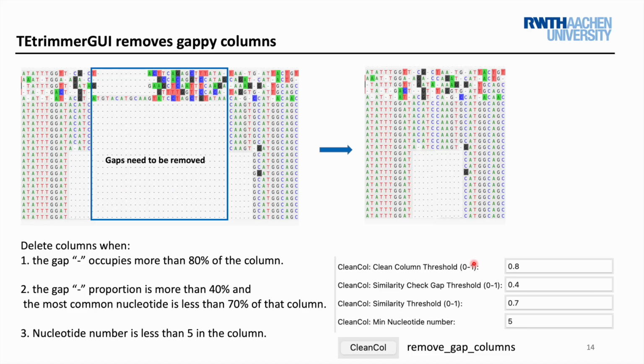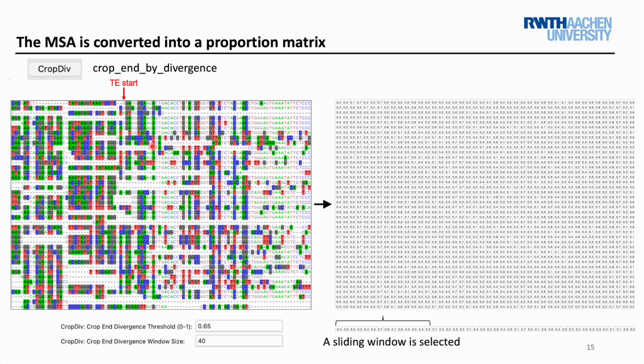So after gap column cleaning, you also need to clean the rows of the multiple sequence alignment. First, you can choose to use crop ends by divergency. Simply speaking, the entire multiple sequence alignment will be converted to a proportion matrix, and for each line of the matrix, the TEtrimmer GUI will generate a sliding window from both ends and move nucleotide by nucleotide, or position by position, until the sum of the proportion is greater than a number.